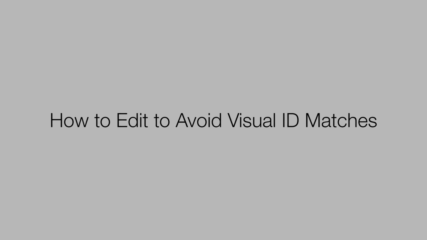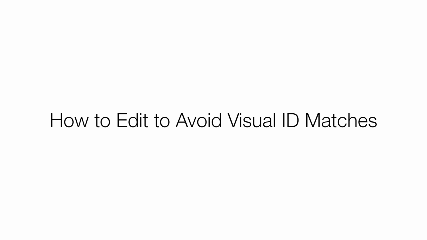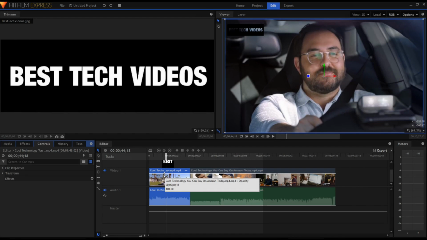Alright guys, now I'm going to show you how to edit your videos to avoid content ID matches. If you upload your video to YouTube and it gets a content ID match, all you have to do is delete the video from YouTube and then do these changes that I'm going to show you right now, and then you can re-upload it, and hopefully it won't have that content ID match.